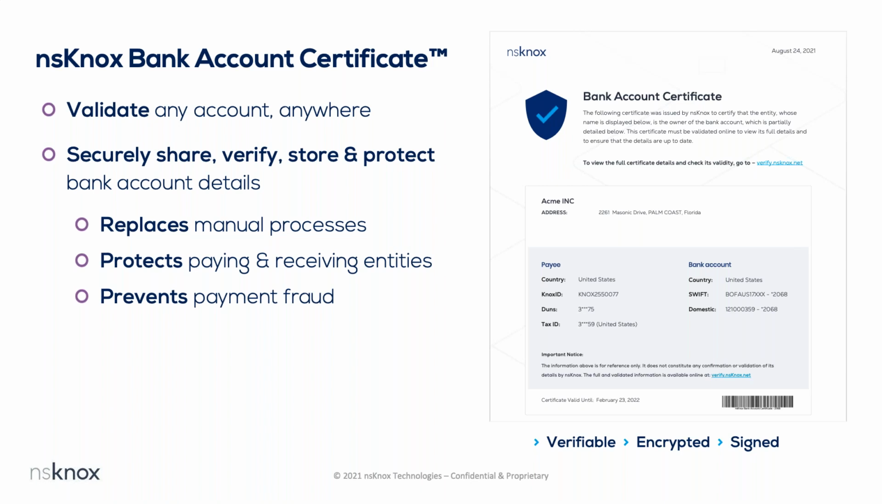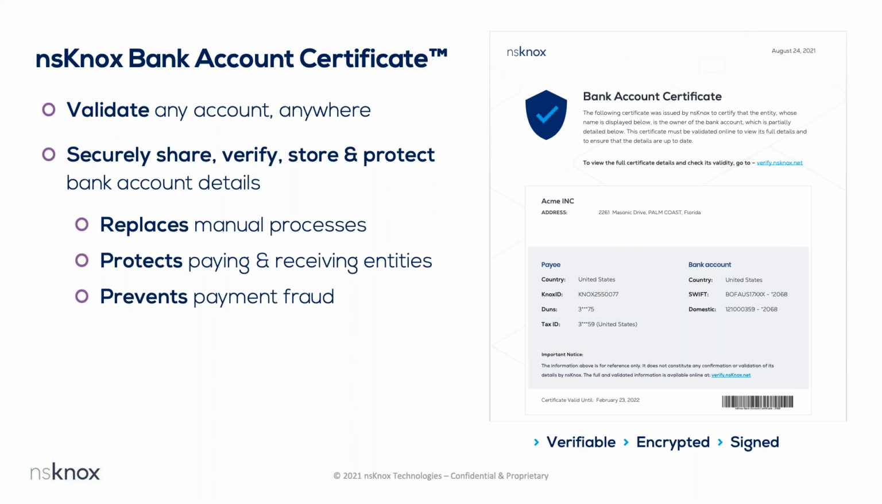So what is this nsKnox bank account certificate? Well, on the right-hand side, you can see it, and I'll show it in the demo even larger than that, but it looks like an innocent PDF, but in fact, it's a much smarter and secure document. As you can see, the document contains details of the account owner and the bank account itself, and the details include the owner's official name, the address, the country. It includes the entity ID, such as a tax ID or a DUNS number, and it includes bank account country and details. But you'll notice that some of these details are masked.